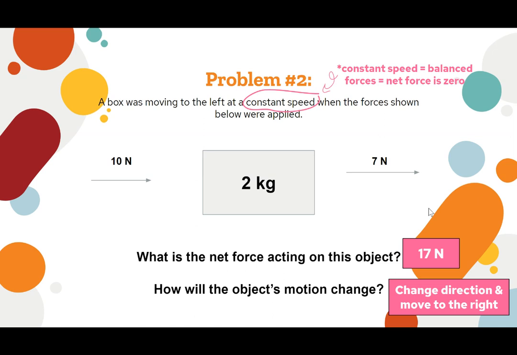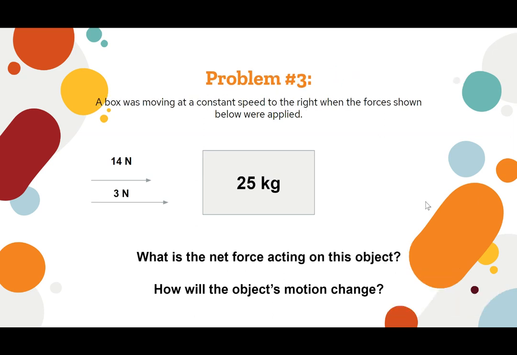will change direction and move to the right, because originally our problem said it was moving at a constant speed to the left, but our forces were applied to the right. They were both going in the same direction, 17 newtons, so it's going to change direction and move to the right.